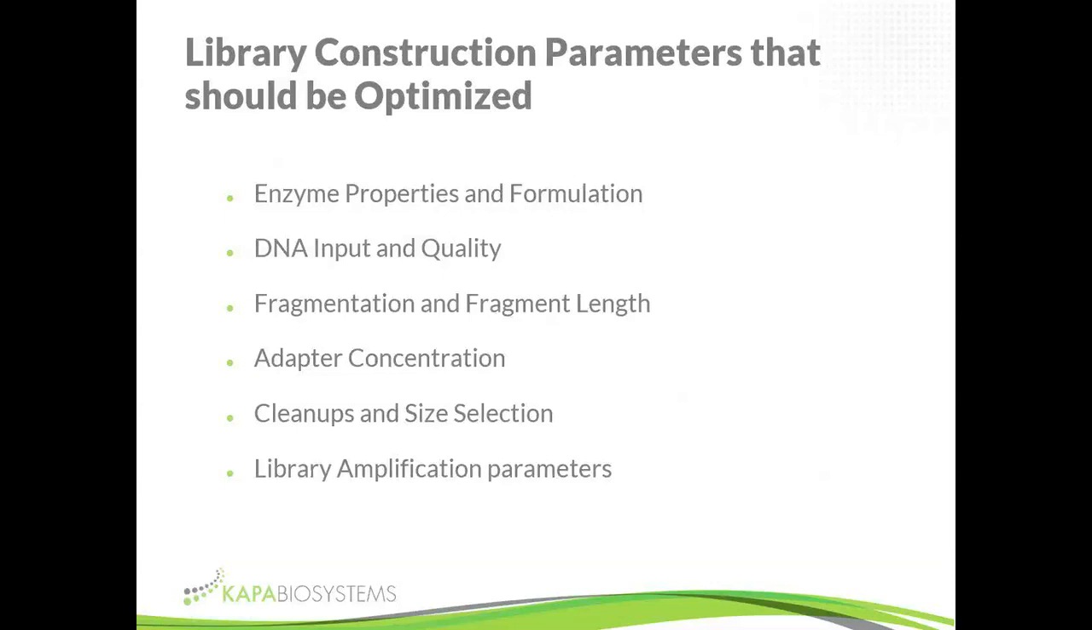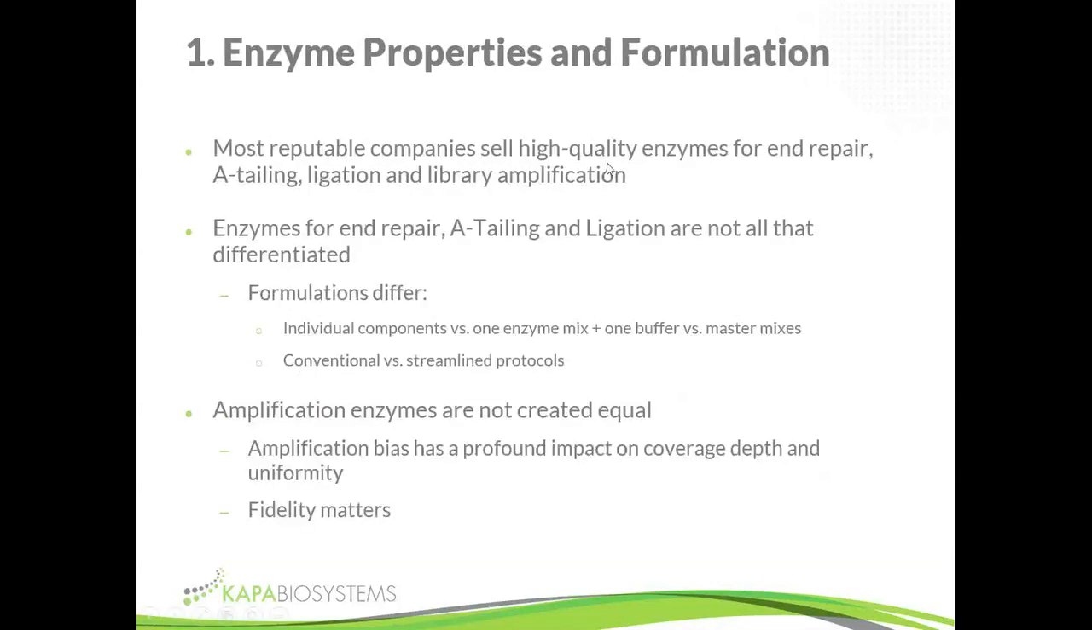There are obviously a few companies out there that sell the library construction reagents. Most reputable companies sell really good enzymes of really high quality. The enzymes for end repair, A-tailing, and ligation aren't that differentiated between companies. There are only so many chemistry combinations that work, and as you read more in the literature, pretty much everybody uses the same sort of enzymes. But the formulations definitely differ.